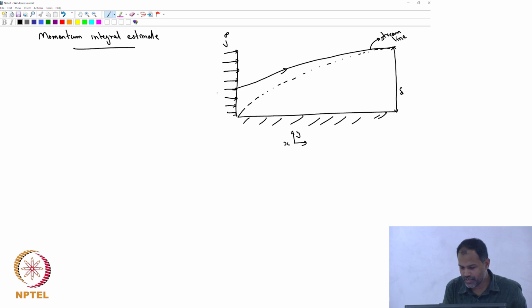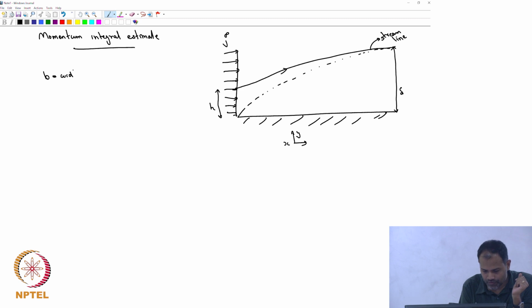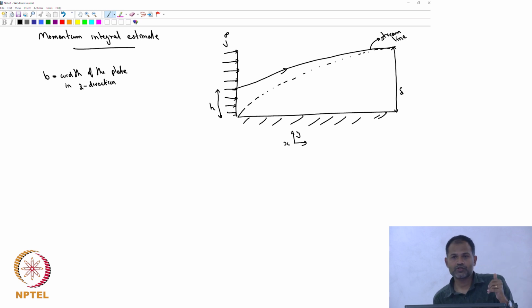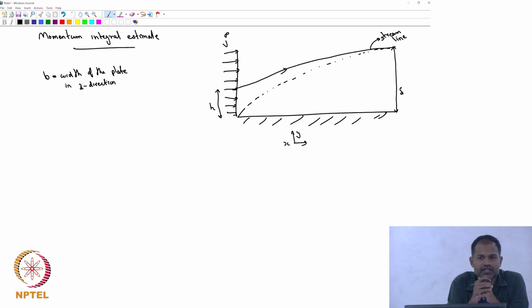So let's say this height is h. The height on the right hand side is delta. And let's say b is the width of the plate, the width in the z direction. I'm looking at the xy plane. The z direction is the line perpendicular to the screen that you are looking at. Let's imagine b to be very large.